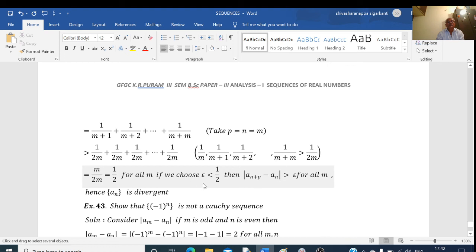And this is true for all m. Now if I take my epsilon less than or equal to 1 by 2, then this quantity is not less than epsilon, because I am getting it is at least 1 by 2, and I am choosing epsilon as 1 by 2, therefore it is not less than epsilon. This is true for all m here. So therefore this given series is divergent by Cauchy's criteria.